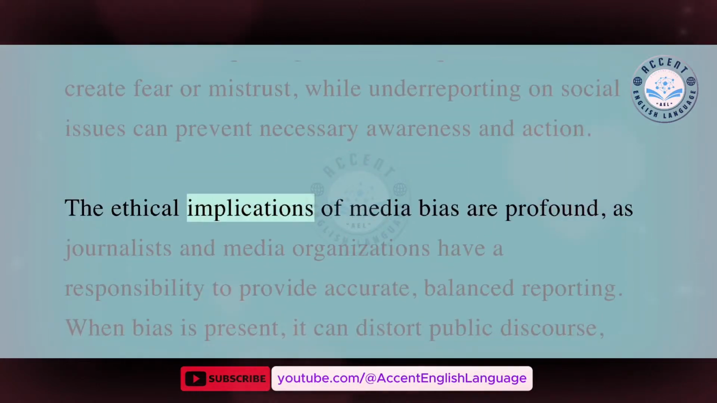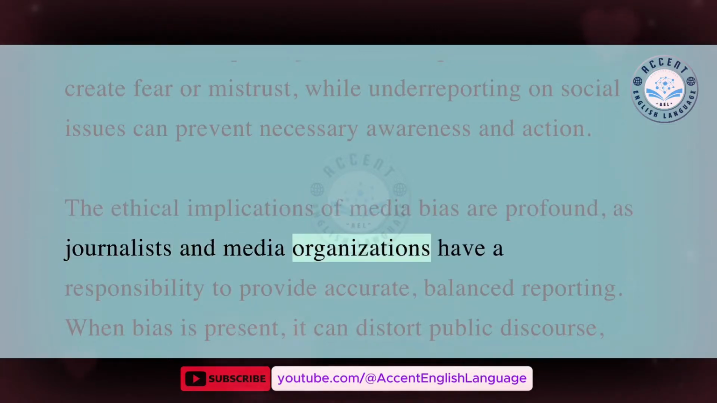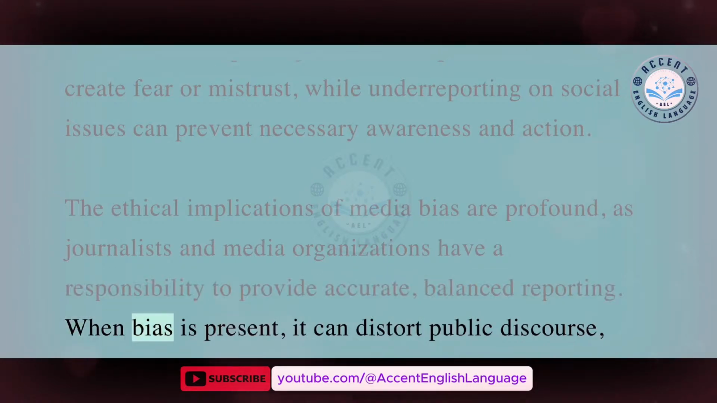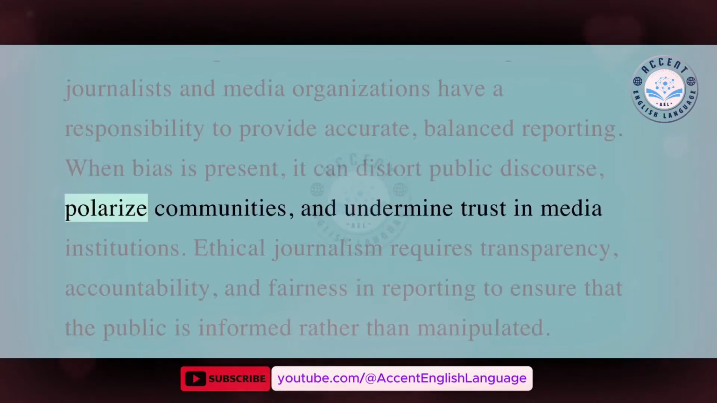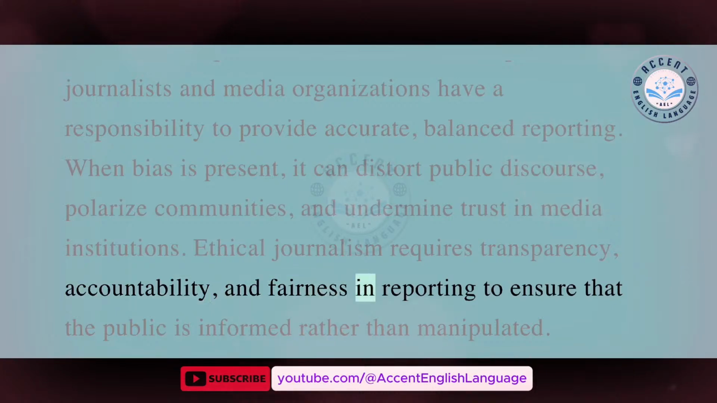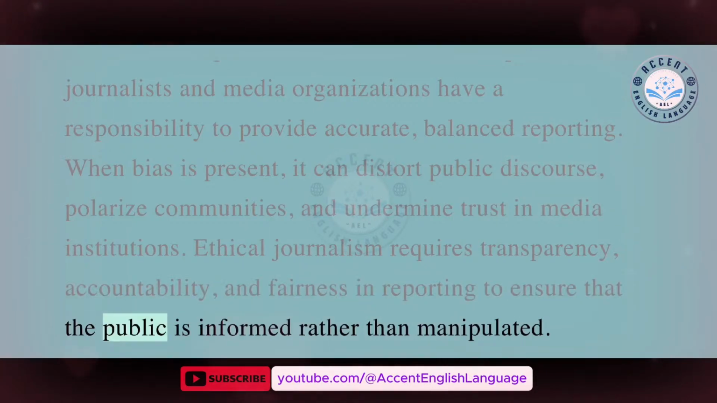The ethical implications of media bias are profound, as journalists and media organizations have a responsibility to provide accurate, balanced reporting. When bias is present, it can distort public discourse, polarize communities, and undermine trust in media institutions. Ethical journalism requires transparency, accountability, and fairness in reporting to ensure that the public is informed rather than manipulated.